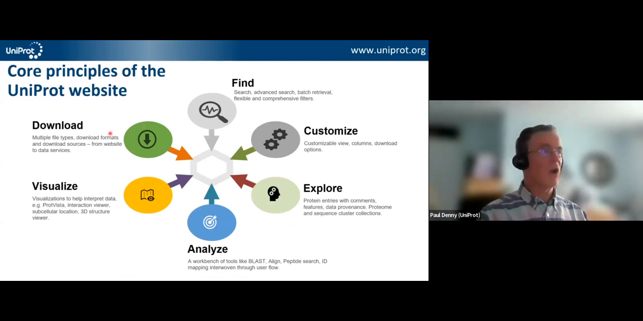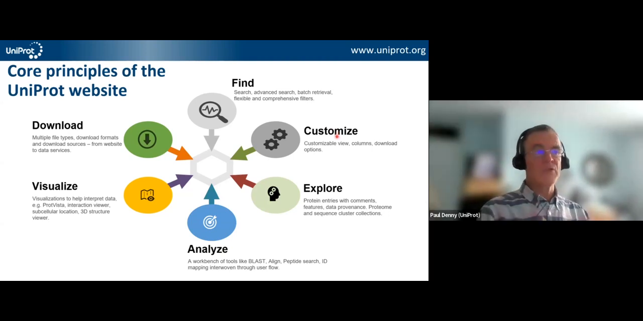This slide describes what the website consists of and the principles of using it. You can download information from it. You can visualize protein information in different ways. There are different ways to search, simple searches, more advanced searches. And then there are also ways to put in a whole batch of identifiers or retrieve more than one sequence at once.